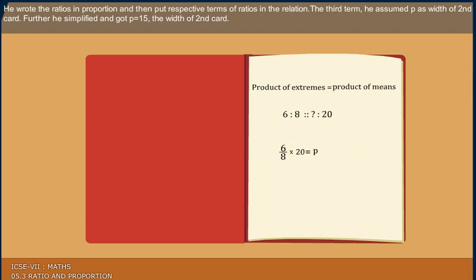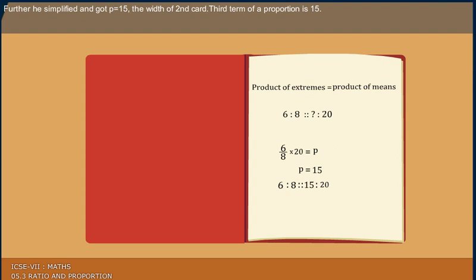Further he simplified and got P is equal to 15, the width of the second card. Third term of proportion is 15.